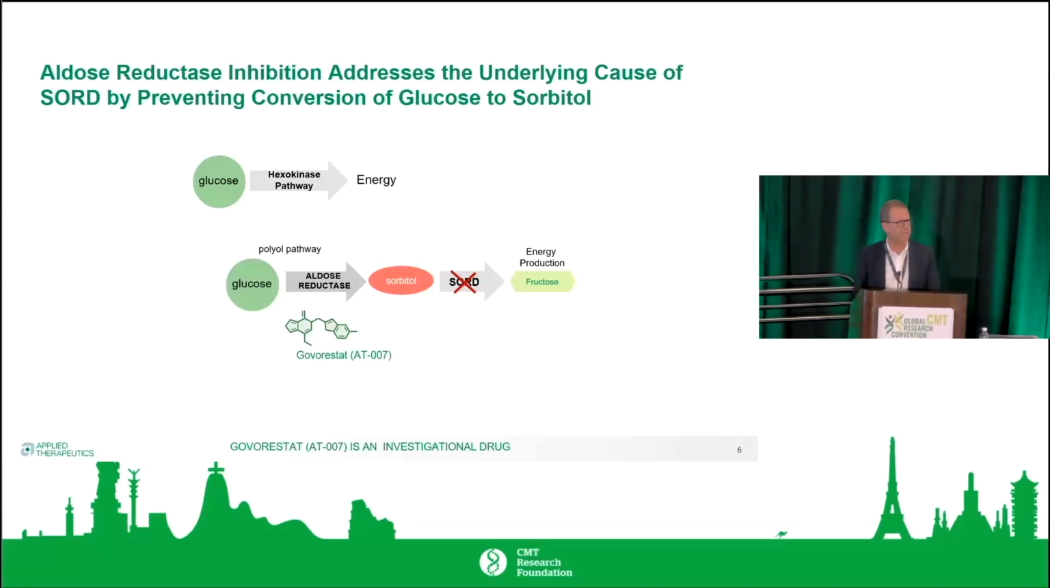The molecule we're developing blocks the making of sorbitol. It targets an enzyme that is one step earlier than the one that is defective in these patients, an enzyme called aldose reductase.